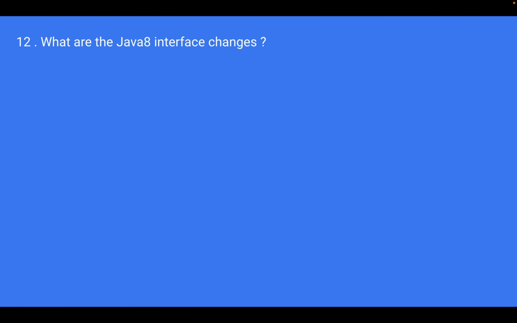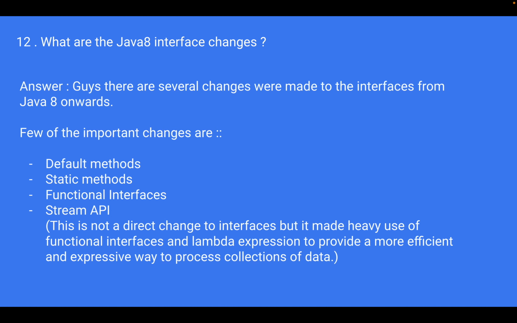Default methods enable the addition of new features to Java's standard library interfaces, such as the stream API in the collection interface. The question number 12 was: what are the Java 8 interface changes? Now friends, this was quite a tricky question if you compare it with question number 11, the previous question. To answer this question, it goes like this. Several changes were made to the interfaces from Java 8 onwards. A few of the important changes are default method introduction, static methods, functional interface, and stream API. Now this is not a direct change to the interface, but it made heavy use of functional interfaces and lambda expressions to provide a more efficient and expressive way to process collections of data.